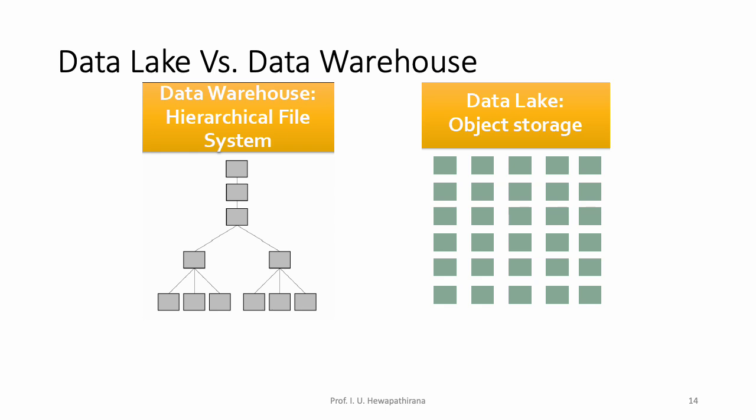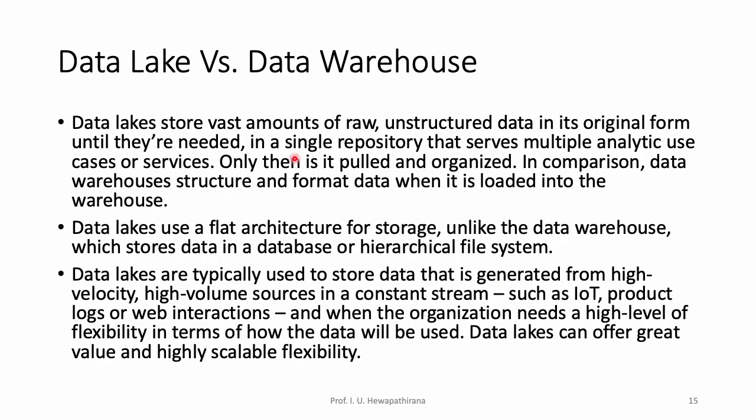When we consider data storage methods, in the traditional data warehouse, the data is stored in a hierarchical file system, and it has a well-defined structure. But in the data lake, the data is stored as flat files and each file will have a unique identifier. This is also called object storage in big data systems. And you can further compare the data lake and the data warehouse along other characteristics.